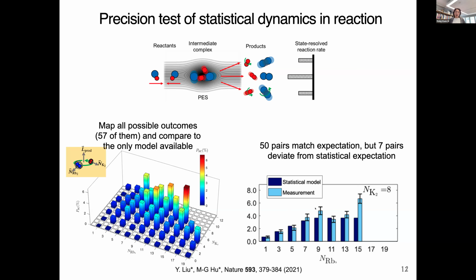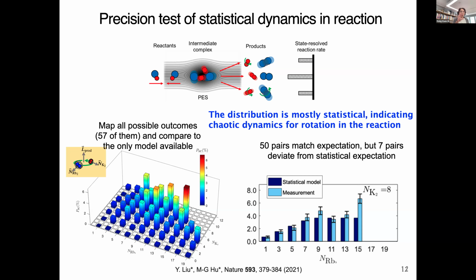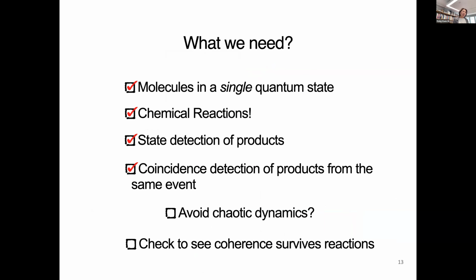So for the comparison, without getting into too much detail, we can do a very detailed comparison between our measurement and a statistical model, and found that 50 out of 57 pairs match expectation. But because we have such a detailed comparison, we also see deviation. But that's a different story. The main point here is that the distribution is mostly statistical, indicating chaotic dynamics for the rotation in the reaction.